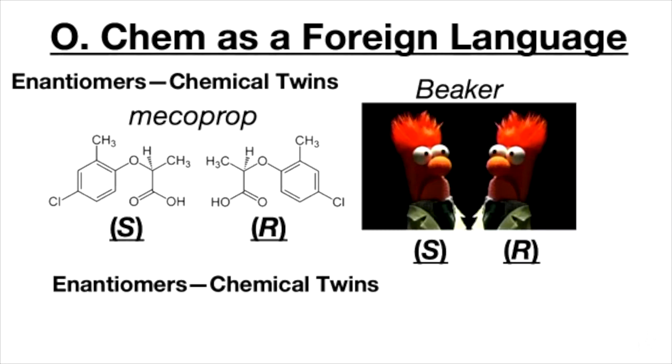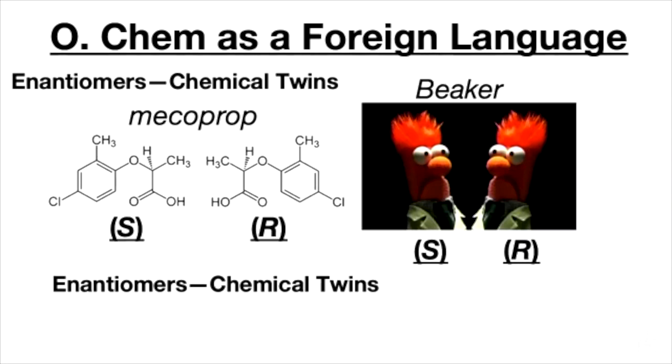And you might have noticed I was talking about R and S. R and S are the systematic names for the stereoisomers that can result, the two types of stereoisomers, the enantiomers. They stand for rectus and sinister. That's Latin.